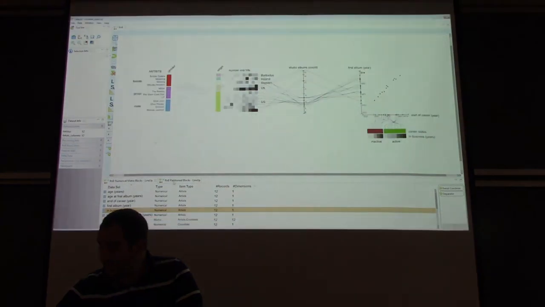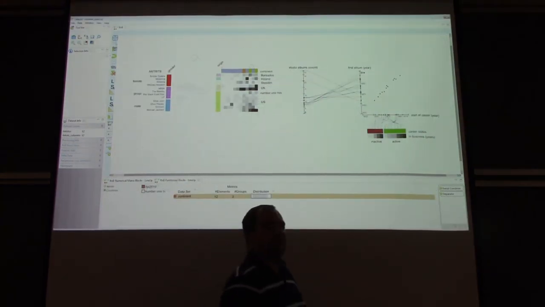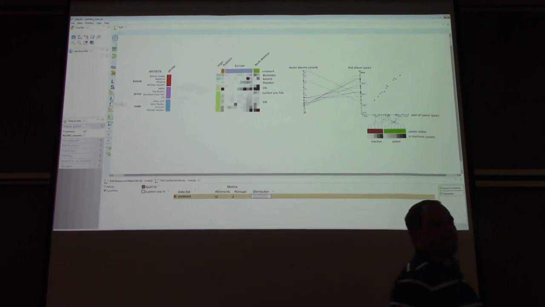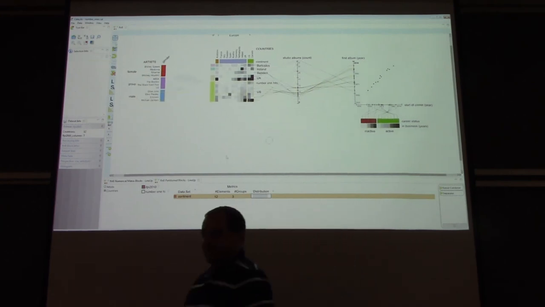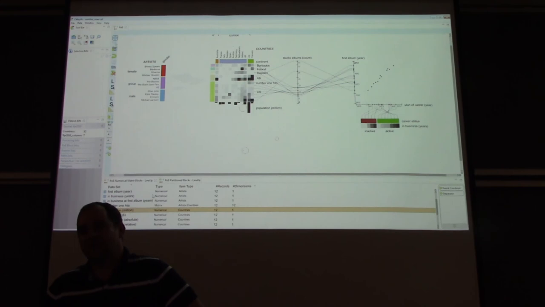Artists, but also for countries at the same time. I guess our main challenge here was that the user interface was pretty tricky. It's as complex as maybe Adobe Illustrator. So it's not for the absolute novice to use, but at least you don't need to know programming to use a tool like that.